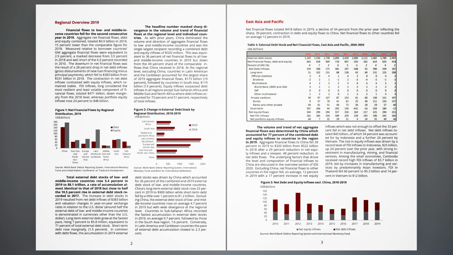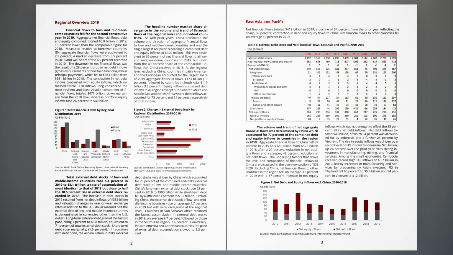In common with debt flows, the accumulation in 2019 external debt stocks was driven by China, which accounted for 26% of the combined end 2019 external debt stock of low and middle income countries. China's long-term external debt stock rose 23% in 2019 to $900 billion, while short-term debt fell by a little over 1% to $1.2 trillion. Excluding China, the external debt stock of low and middle income countries rose on average 4.7% in 2019, but with wide divergence at the regional level.